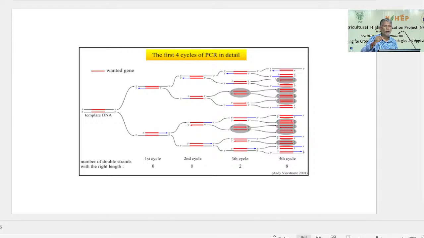But when you put your template, that is not 1 copy. You put in some quantity, maybe 5 nanogram, 10 nanogram, 15 nanogram, whatever it is, they will have so many copies. So 1 copy itself gives you 34 billion in 35 cycles. So why do you keep so much?